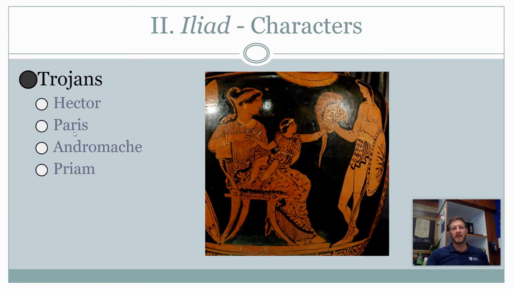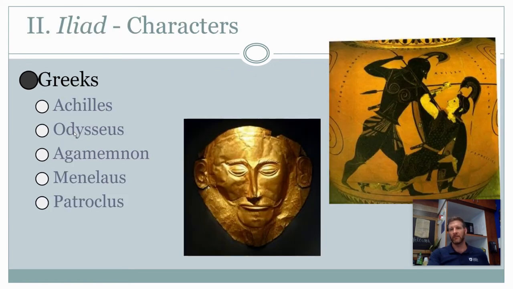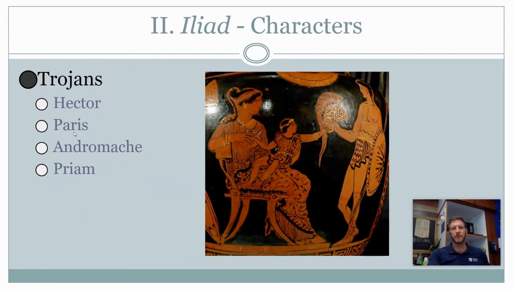And he is the one who eventually kills Patroclus. So he kills Achilles' best friend, thinking Patroclus is Achilles, and then Achilles seeks revenge on him and eventually kills him. Achilles killing Hector is what's depicted in this vase here.